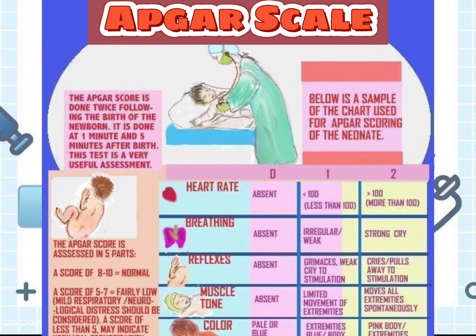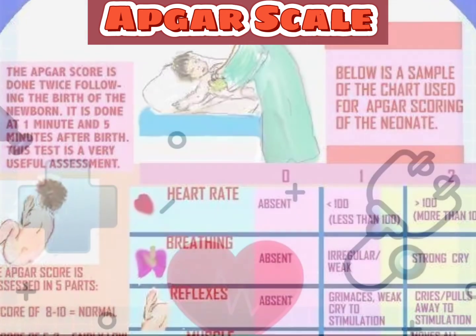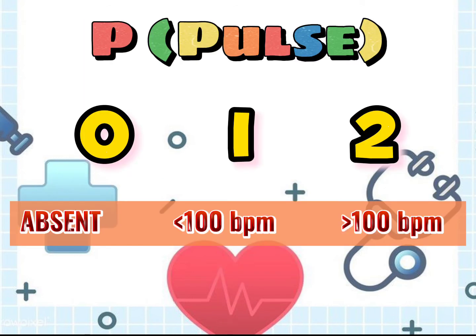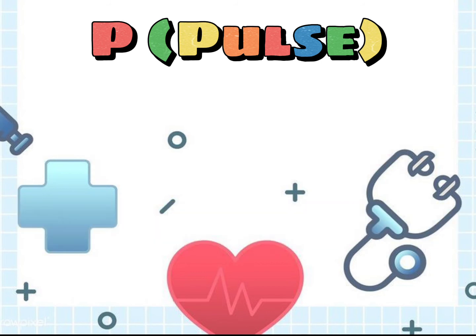the extremities. In rating the baby, for appearance, 0 if pale and blue all over, 1 if acrocyanosis, 2 if color pink. Note, acrocyanosis is a pink upper body and blue extremities. In pulse, 0 if there is no or absence of heart rate, 1 if it is less than 100 beats per minute, and 2 if it is greater than 100 beats per minute.